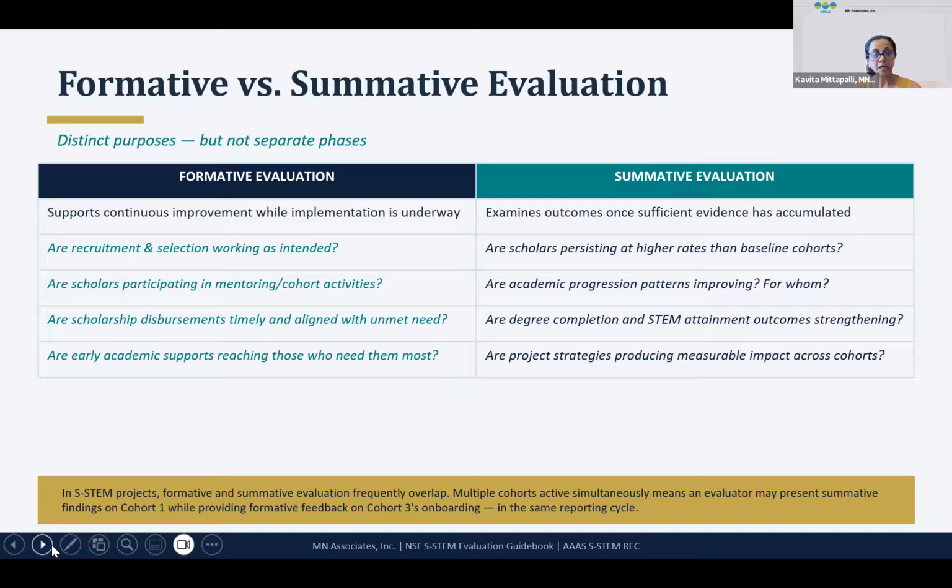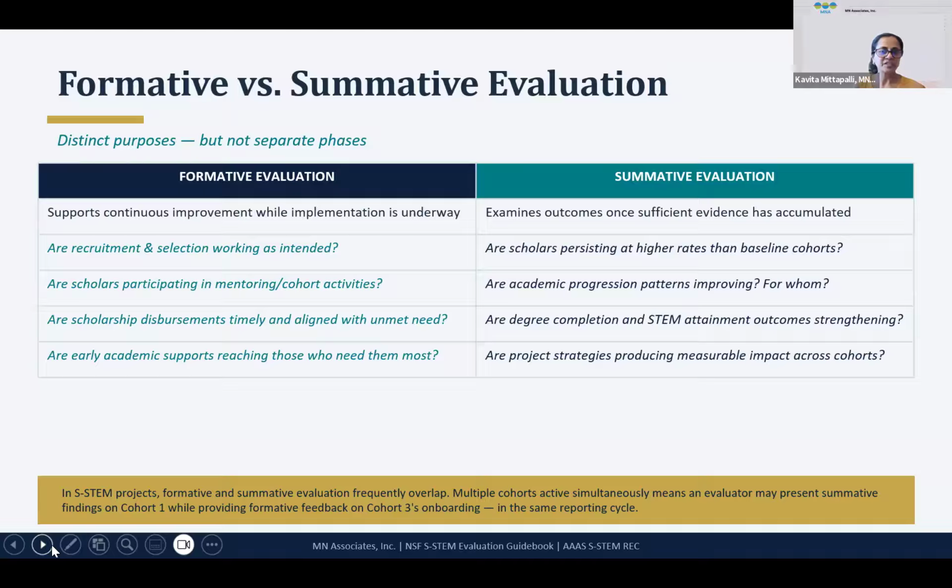So let me say this again. So an evaluator may be presenting summative retention findings on, say, cohort 1 or on an overlapped STEM project from earlier years that is finishing up, while simultaneously providing formative feedback on, say, cohort 3's onboarding process. So this is not essentially a complication.